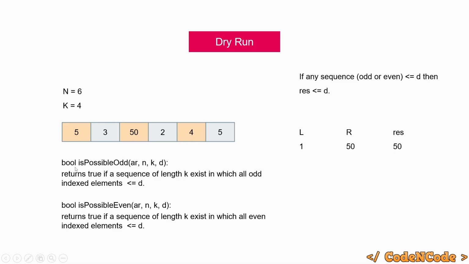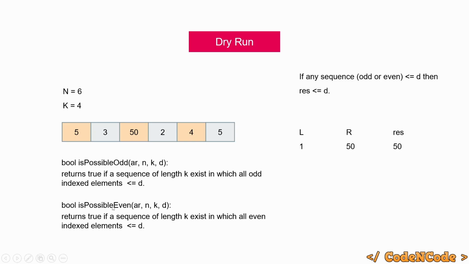Now, that is exactly where these two functions help. isPossibleOdd will tell you whether in this array of length n, you can find a subsequence of length k such that all odd elements are less than or equal to d. If I can find a subsequence of length k where all odd elements are less than or equal to d, that means the overall result is going to be less than or equal to d. Don't worry about this function, we will build it. Just assume that you already have it. What is the purpose of this function? It will tell you whether you can find a subsequence of length k in which all odd elements are less than or equal to d or not. It will return true or false based on that.